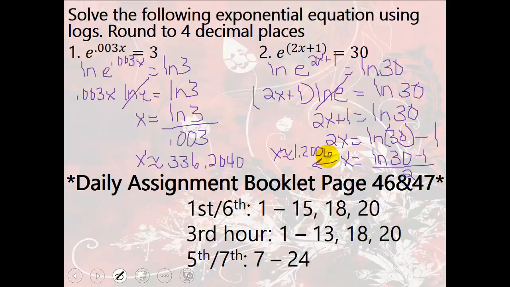Make sure that you close that 30 off before you subtract 1, otherwise you'll be taking the natural log of 29 instead of 30.